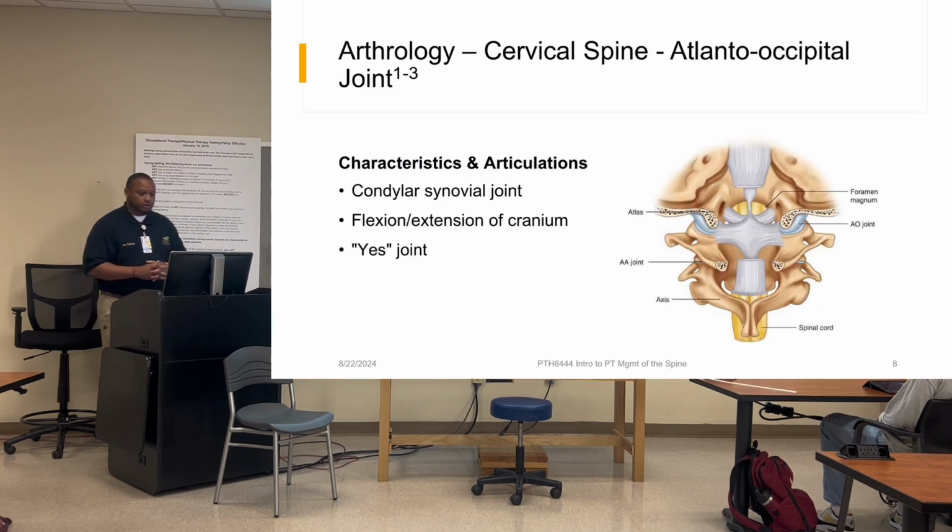All right, and here we go, talking about the atlanto-occipital joint. So you have your characteristics and your articulations. So you have a condylosynovial joint that does flexion and backwards bending of the cranium. This is the yes joint, where we do the nod. So we're talking about CO on C1, okay, when we're talking about the atlanto-occipital joint.